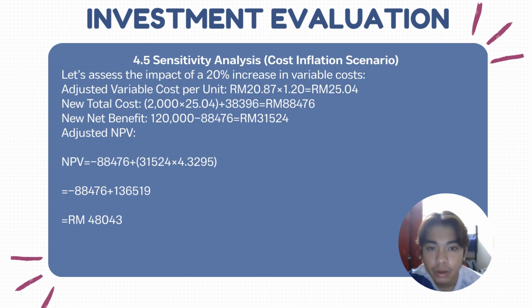For part 4.5, which is cost inflation scenario, we assume the variable cost to increase 20% in the future, and we calculate again our NPV, and we gain also positive NPV. Thus, it shows that our financial is very strong in this project.